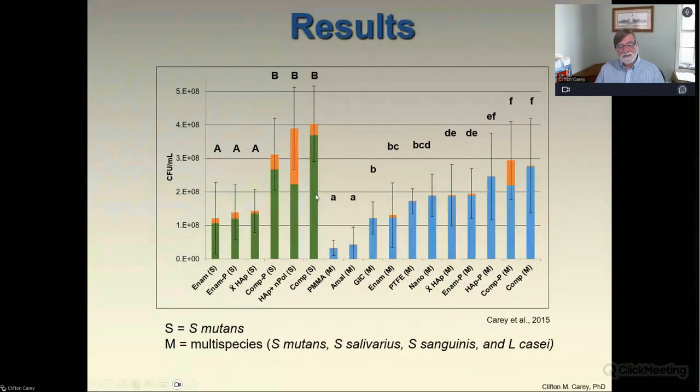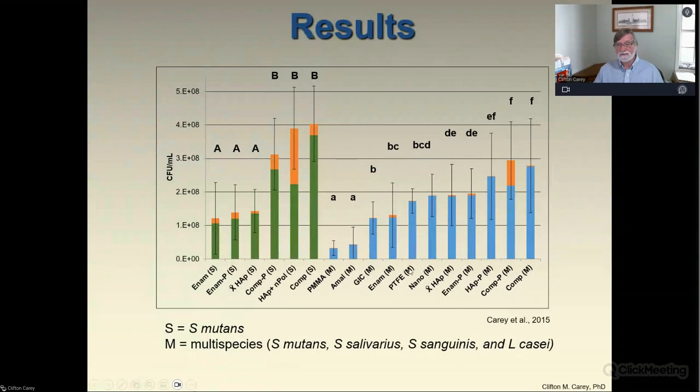The short message of this graph here, looking at the green bars, is that if it's a polymer, like a composite or fingernail polish, it supports attachment of biofilm much, much better than the natural surfaces, the hydroxyapatite and the enamel.